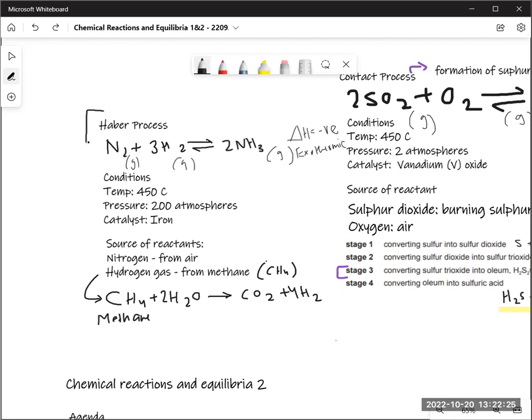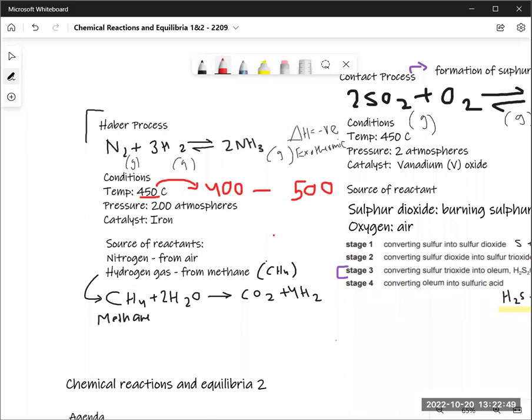N2 plus 3H2 gives 2NH3. The conditions are temperature 450 degrees Celsius, pressure 200 atmospheres, and the catalyst is iron. Now this temperature of 450 is actually not exactly 450. In the exam, in the mark scheme, they're going to give you a range. So if you write anything from 400 to 500, you'll get the correct marks.